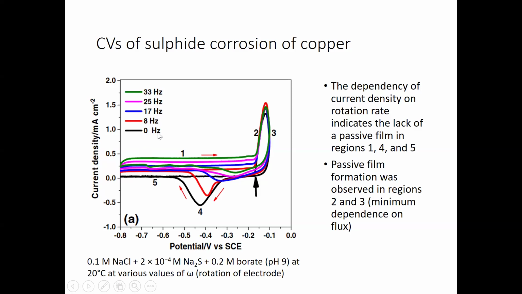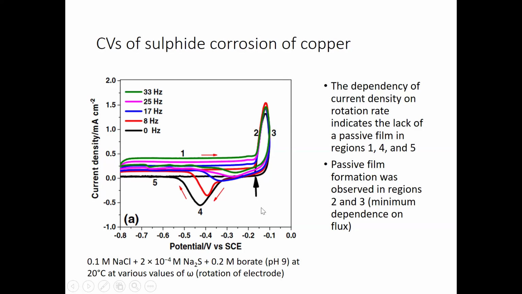But let's just focus on the black line and focus on these 5 regions of the sample itself. So region 1 is going to be the initial, it looks to be passivation of the material. It's not, but we'll get into that a little bit. So it's corrosion on the surface of the material.